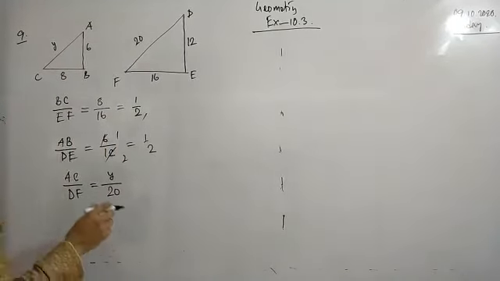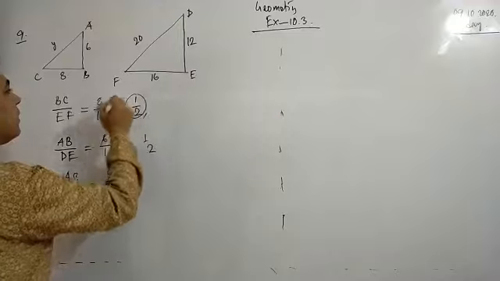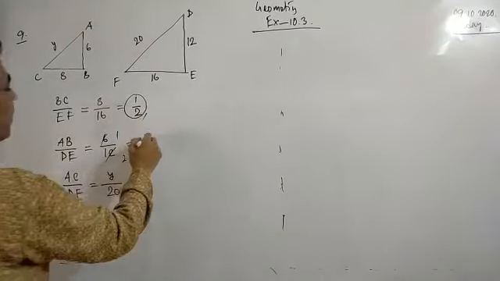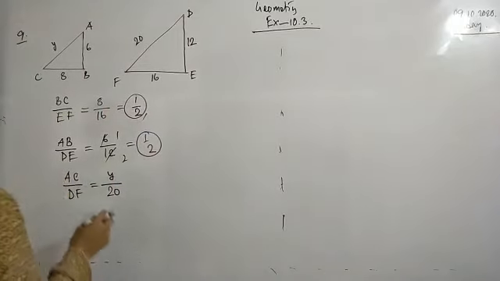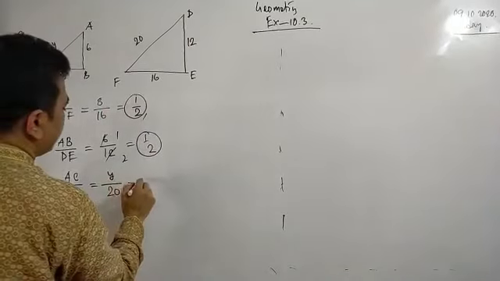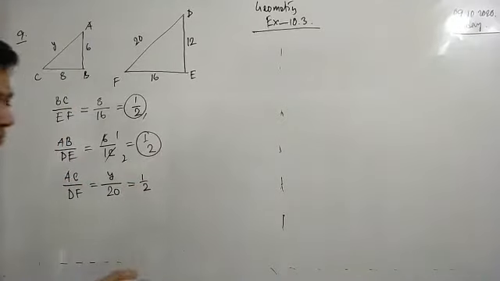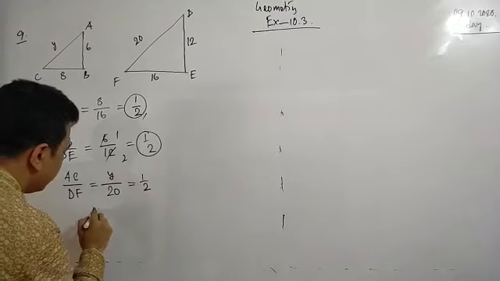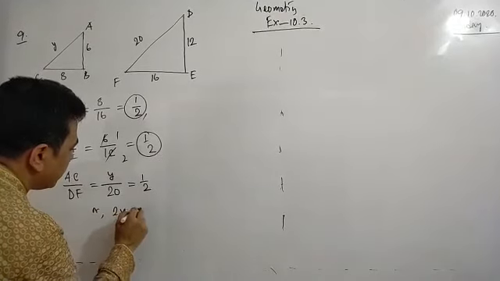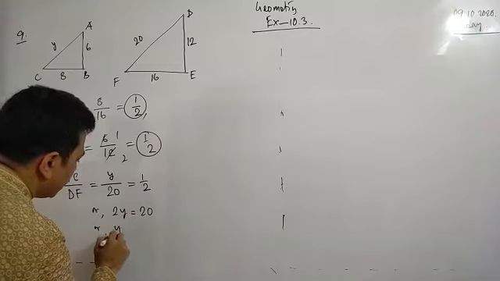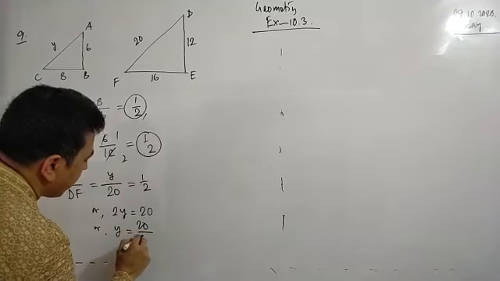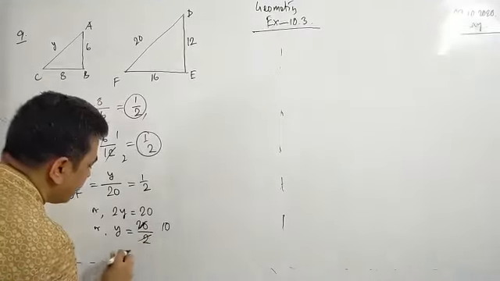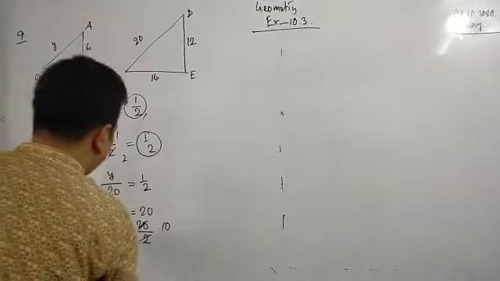Look at that, every single pair of sides has ratio half. So we can consider the ratio equals half. If the ratio equals half, then y over 20 equals a half, so 2y equals 20 and y equals 20 divided by 2, which is 10. Therefore y equals 10.